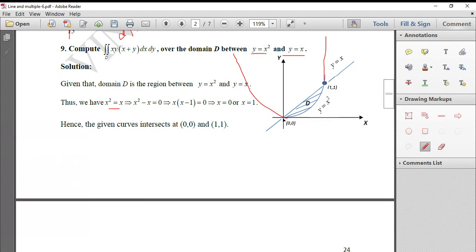Next. Similarly, let us draw the graph y is equal to x. When x is 0, y is 0. When x is 1, y is 1. When x is 2, y is 2. This goes on. When x is minus 1, this also goes on. Now you have to consider the region between these two curves.